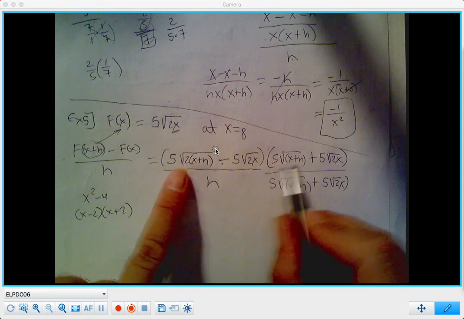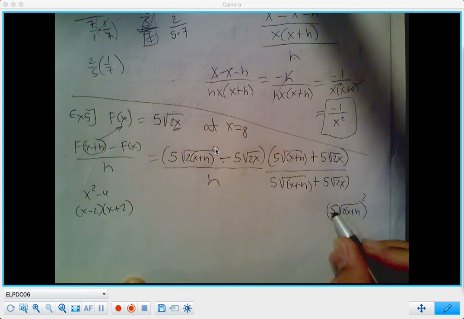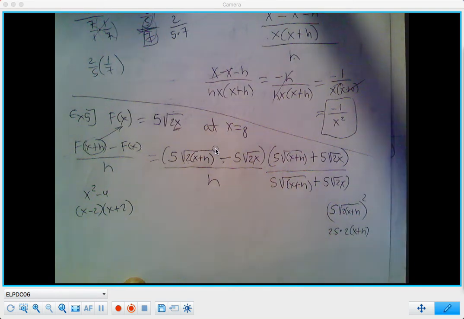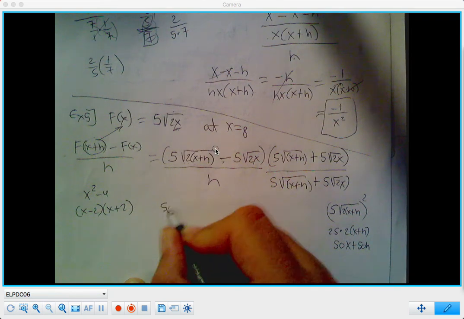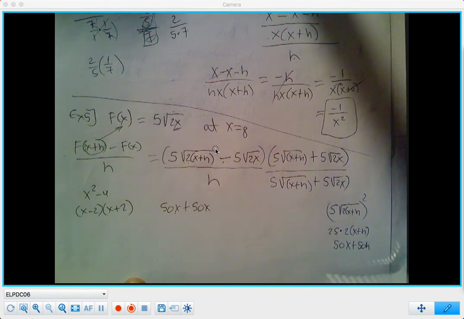Alright. So now here, when you square this, you're gonna get something like this. Let me do it on this side. I have 5 square root of 2 times x plus h, squared. So this becomes 25, and the radical and the 2, they cancel out. So you have 2 and then x plus h. So this becomes 50x plus 50h. That's what you have at the top. Okay, so 50x plus 50h.